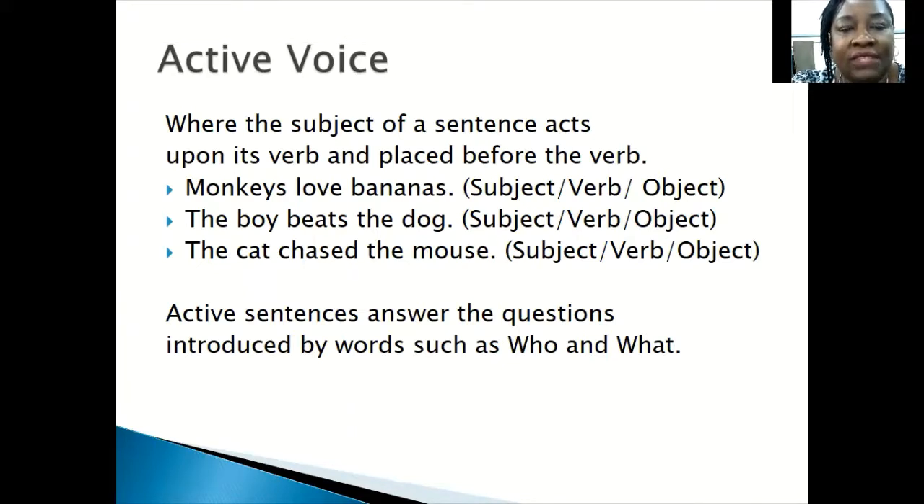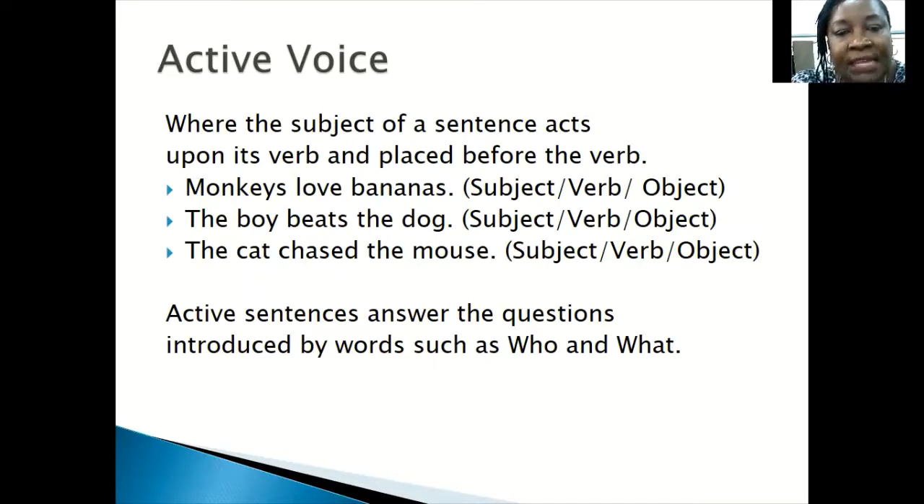The sentence reads, monkeys love bananas. Another example, the boy beats the dog. The boy is the subject of the sentence, beats is the verb, the dog is the object. It is active because the subject is placed before the verb, and it is the subject that acts upon the verb. It is the boy who beats the dog.